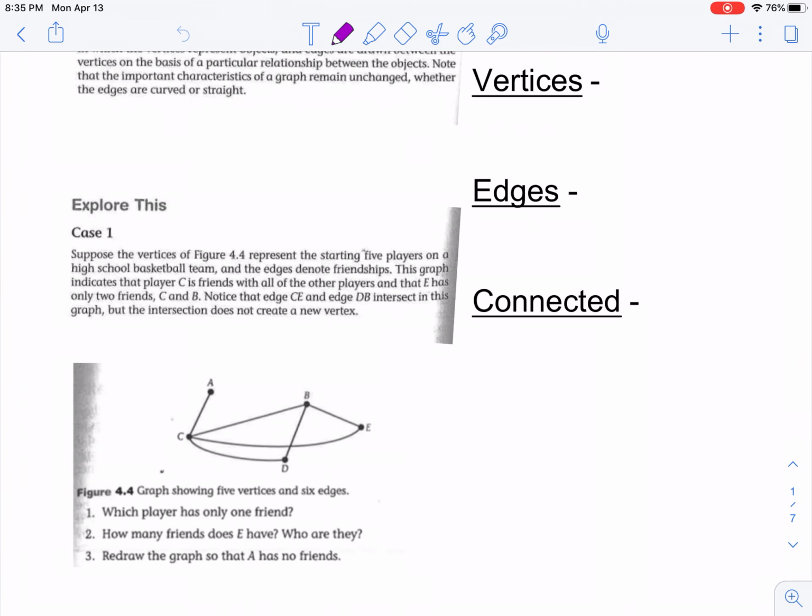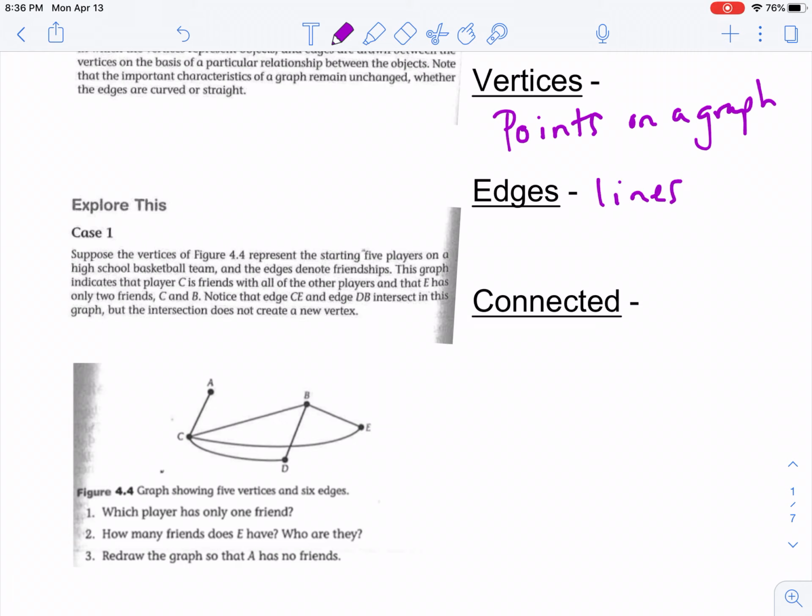So first off, the parts of the graphs are called the vertices and the edges. The vertices are the points. So A, B, C, D, and E would be your vertices. These are the points on the graph. The edges you see are the lines.